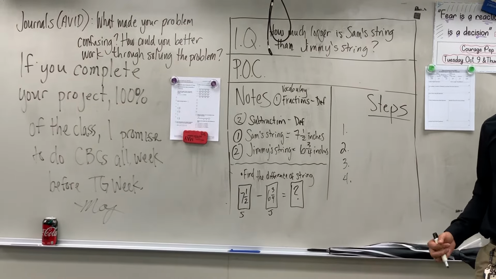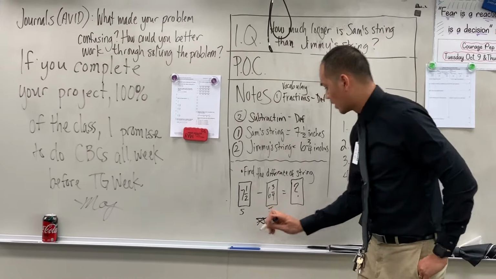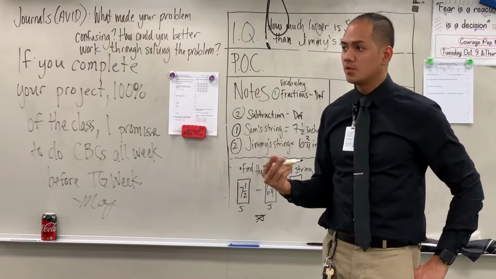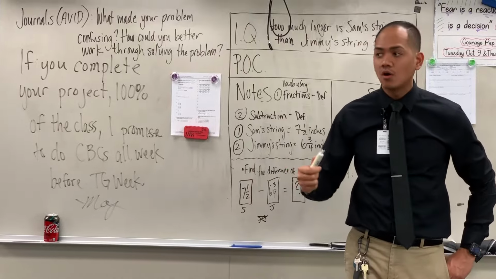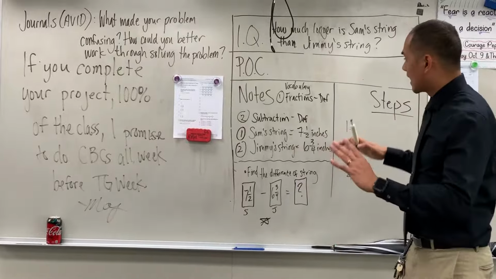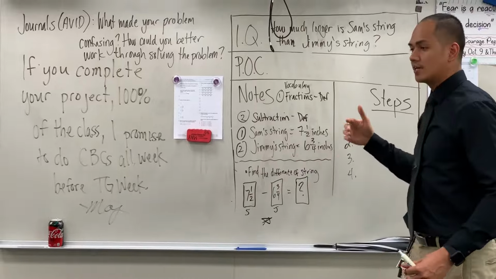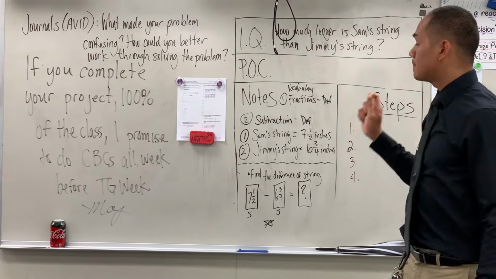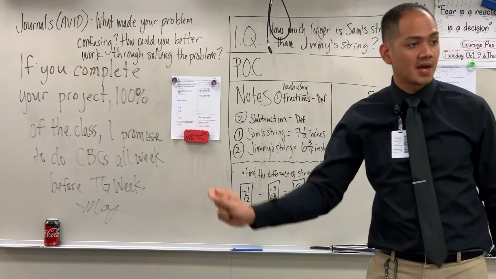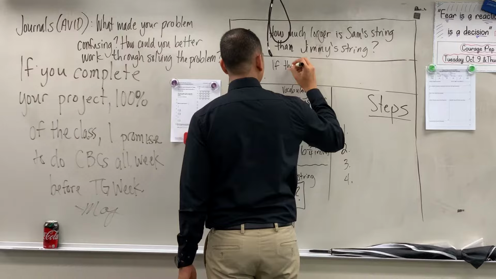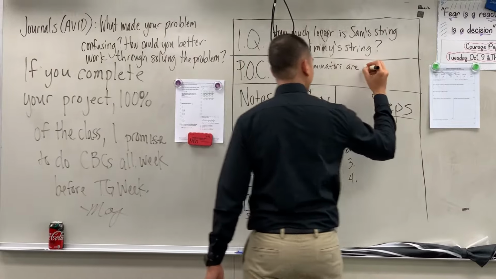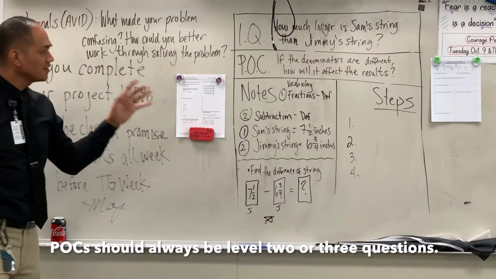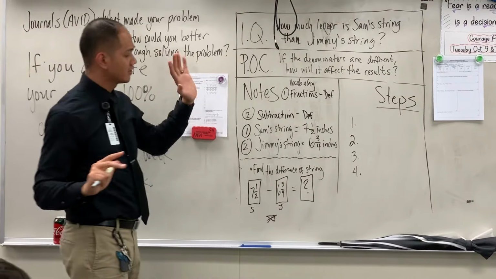Raise your hand if you're confused. Perfect. I'm going to put a star here. Guess what? Now I have a point of confusion. Remember, we don't use level 1 questions, which are what questions. We use level 2, which is a does or how, or level 3, which is an if. For example, I could say, if the denominators are different, how will that affect the problem? Or does it matter if they have two different denominators? If the denominators are different, how will it affect the results?